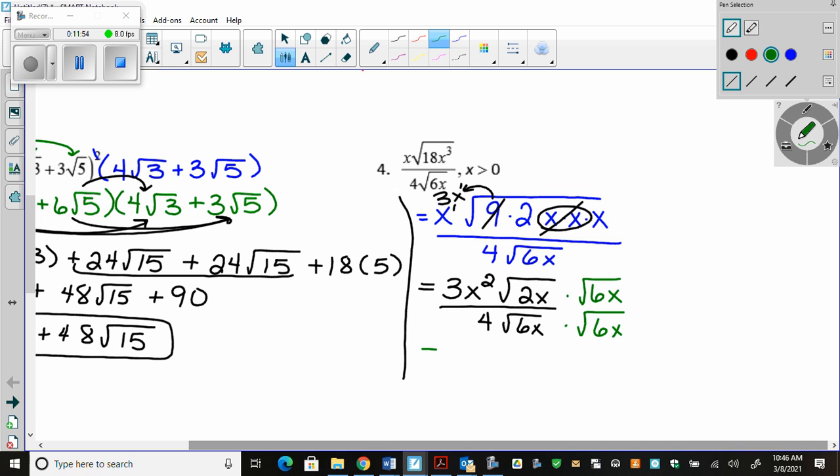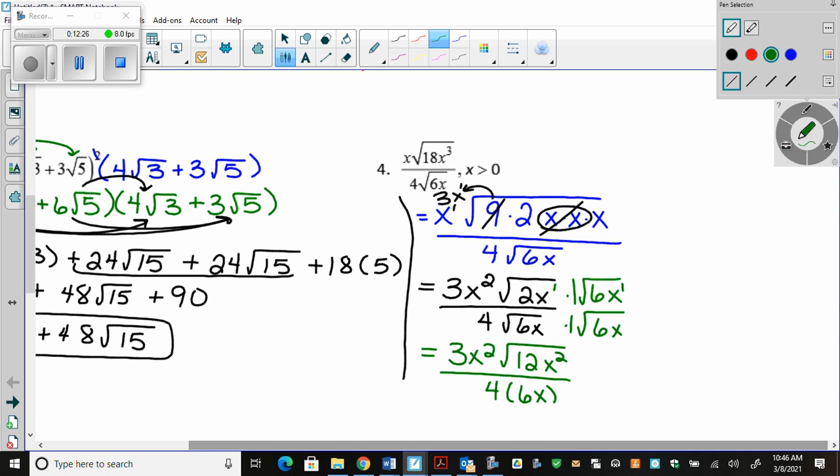So I'm going to get 3x squared times 1. Because remember when a radical doesn't have something in front of it, it has a 1. So you can write the 1 if it helps for you. 3x squared times 1 is 3x squared. And then root 2x times 6x is 12. And what's x times x? X squared. On the bottom, I'm going to get 4 times 1, which is 4. And then root 6x times root 6x is 6x. In brackets. So we've gotten rid of our problem.